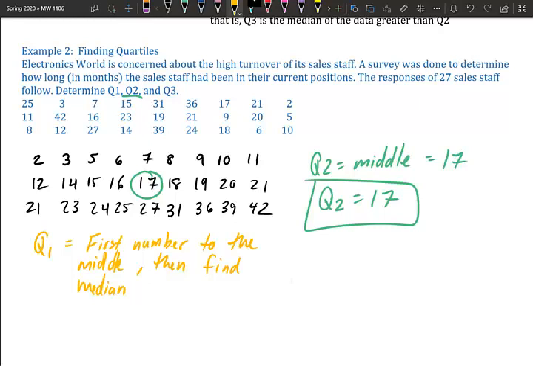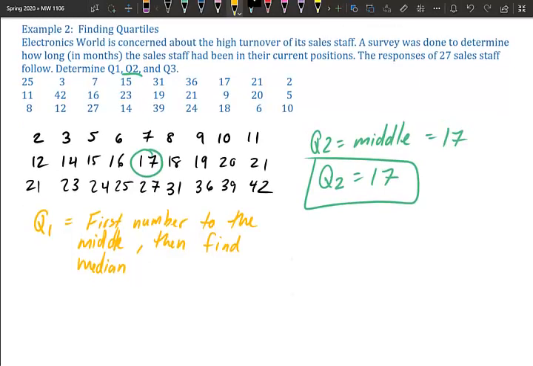To do that, we start not directly at the middle, but right before it. So we just start canceling out. Use your thumbs to do so. So you just keep doing that, and then you get the middle is 9. So Q1 is 9.